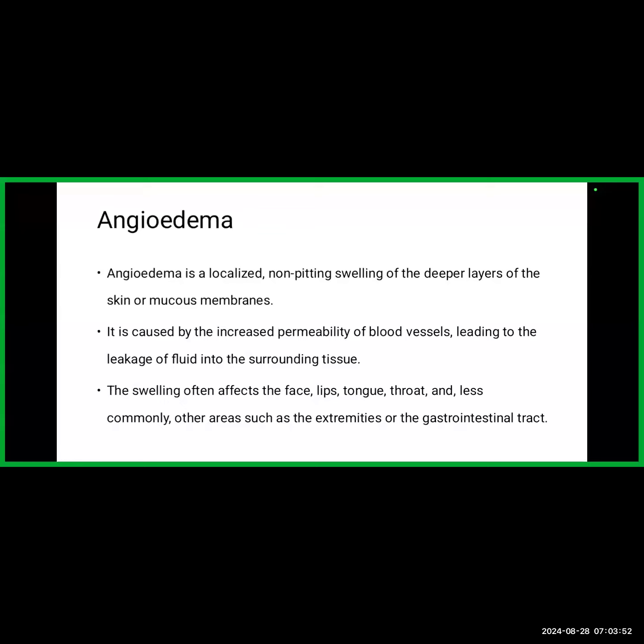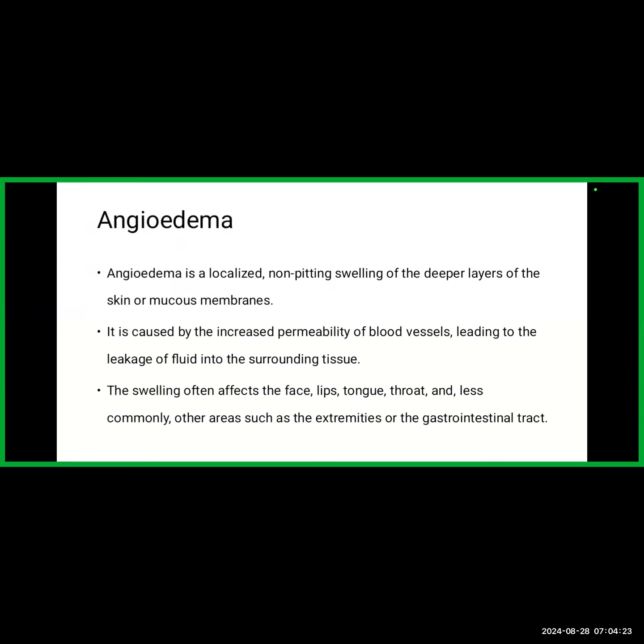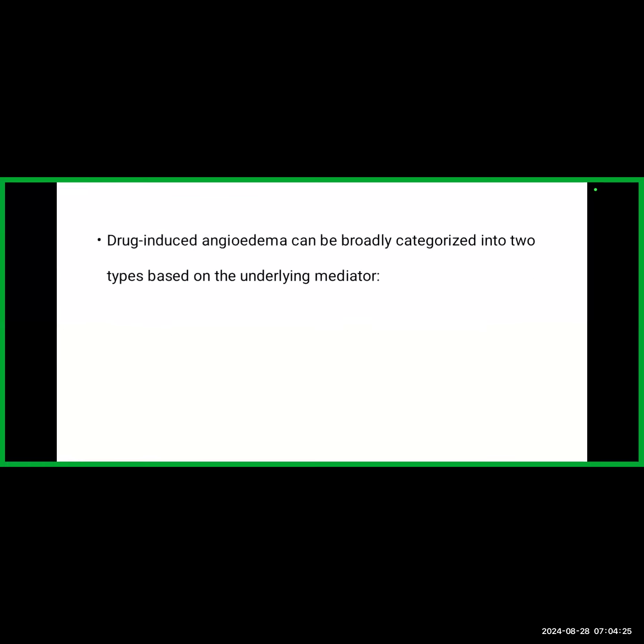So basically, angioedema is a localized, non-pitting swelling of the deep layers of the skin or mucous membranes. So it's important to know that it's localized and is non-pitting. And then it's caused by increased permeability of blood vessels, leading to leakage of fluid into the surrounding tissue. The swelling often affects the face, lips, tongue, throat, and less commonly other areas of the extremities or the gastrointestinal tract. Patients would usually complain of abdominal pain, severe abdominal pain, because there's also swelling of the guts. So you have to put that into consideration.